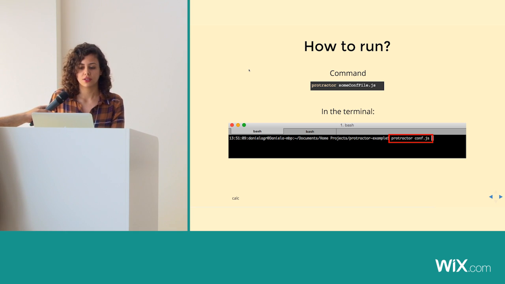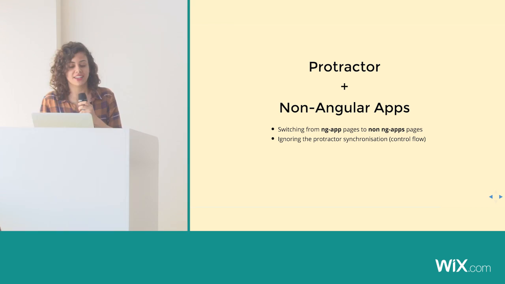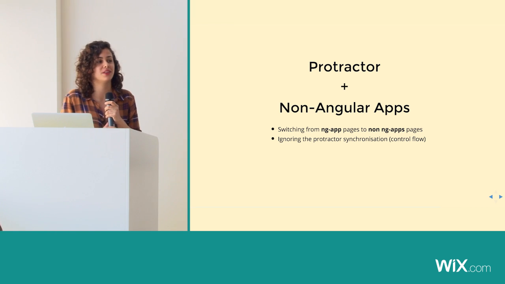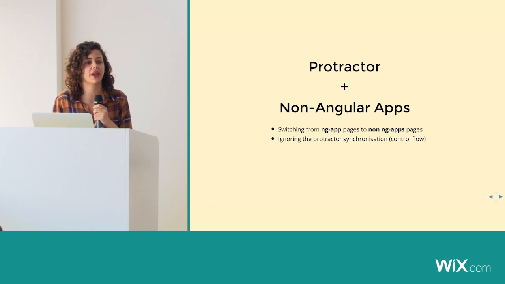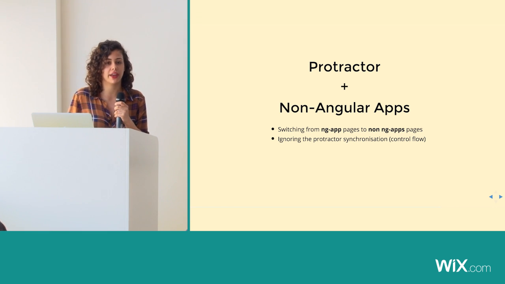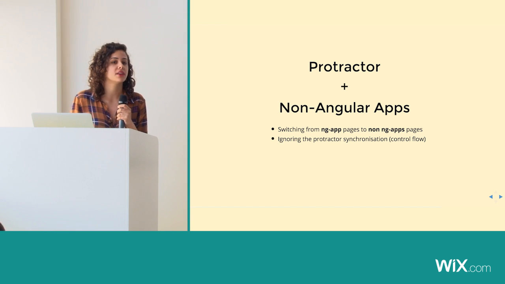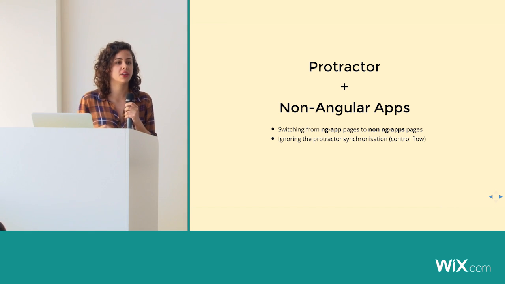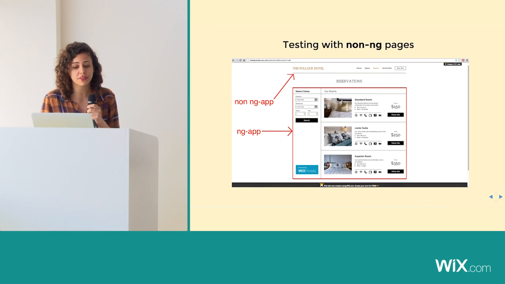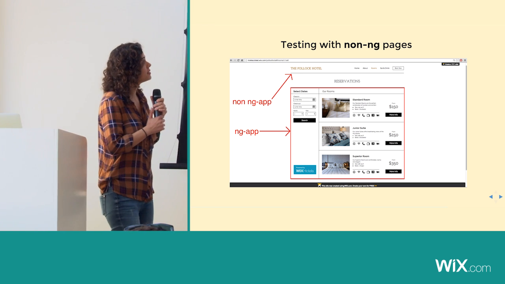All right. So, we're going to talk about Protractor with non-Angular applications. As I mentioned before, when we test Angular pages, we have a constant loop that seeks for the Angular elements in our page. So what happens if we want to test an Angular application alongside a non-Angular application? Wix is a very good example for it. We can see here a web page in Wix.